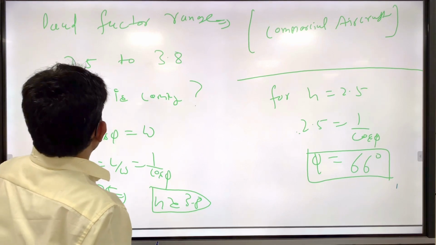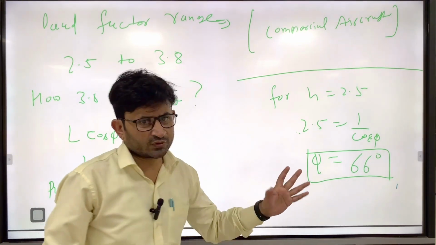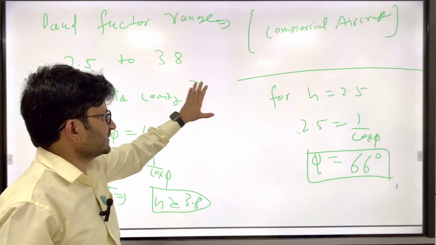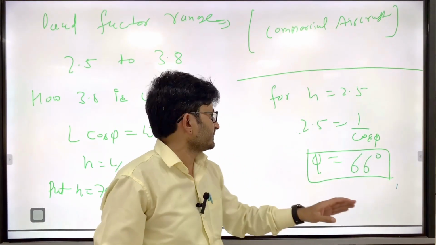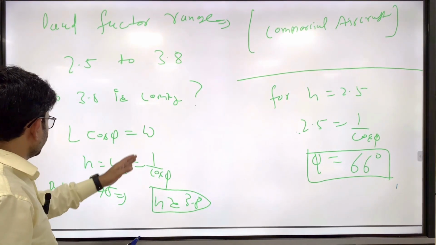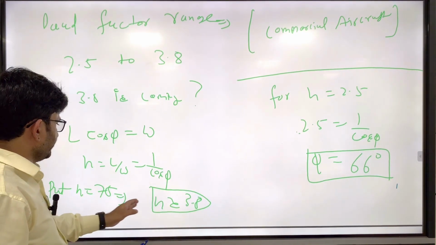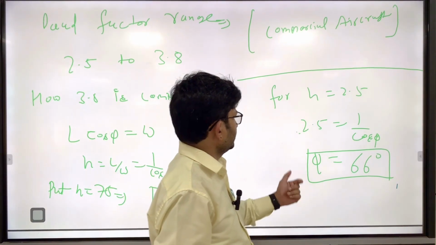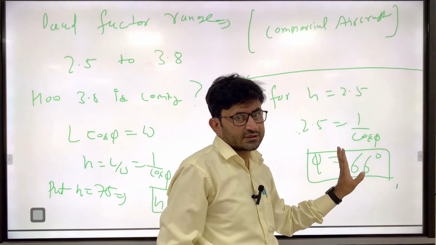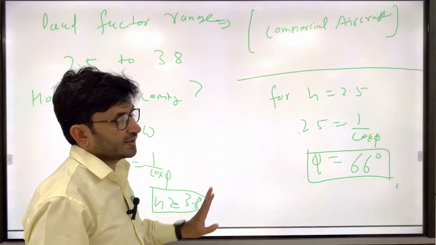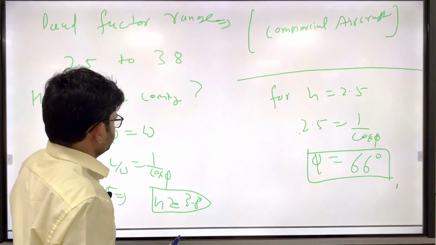So what is the typical load factor range? 2.5 to 3.8. 3.8 means you can bank the aircraft at 75 degrees, as already explained. You can see L cos phi equal to W, and if you put phi equal to 75, you will get n equal to roughly 3.8. And for 2.5, phi equal to 66. Phi is the bank angle. I have already explained this in the manual road lecture.